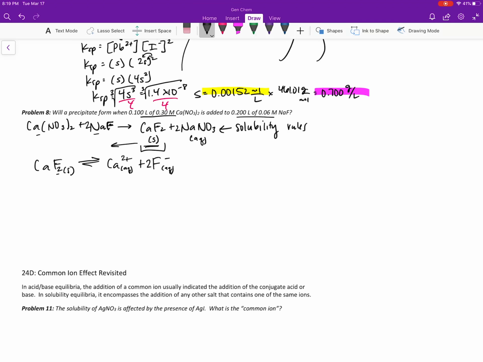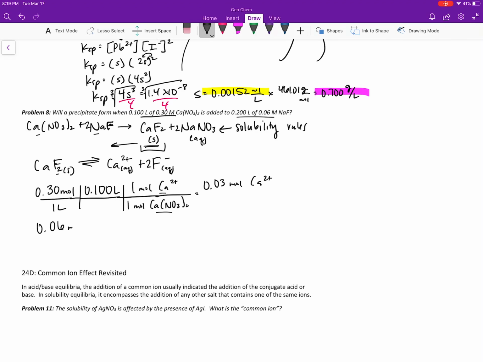So I'm going to react calcium nitrate, and the volume I'm given is 0.100 liters. For every 1 mole of calcium nitrate, I can make 1 mole of calcium 2+. That comes from this. That's the relationship. Meaning I'm going to have 0.03 moles of calcium around to form calcium fluoride.